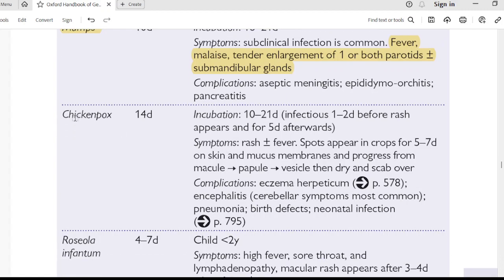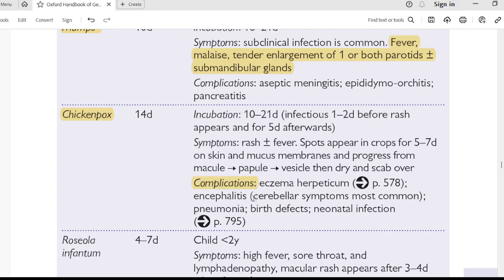Chickenpox. Incubation period is 10 to 21 days. Patient is infectious 1 to 2 days before the rash appears and for 5 days afterwards or till all the lesions have crusted. Symptoms: rash plus fever. Spots appear in crops for 5 to 7 days on the skin and mucous membranes and progress from macule to papule, vesicle, then scab over. Complications are eczema herpeticum.